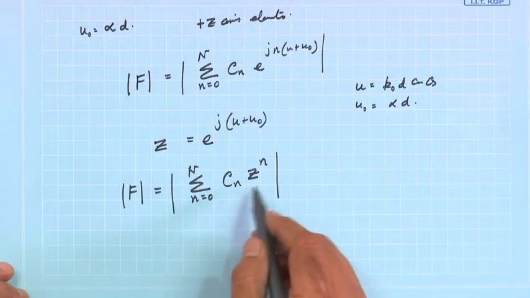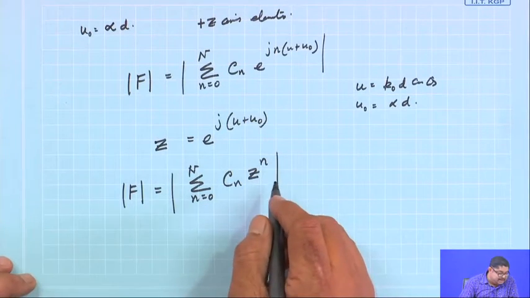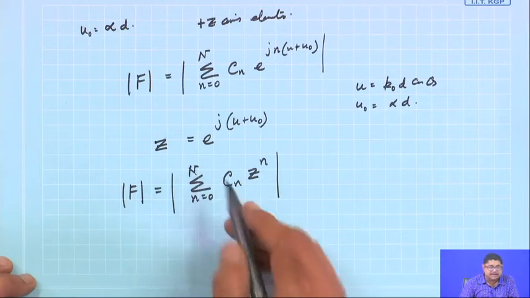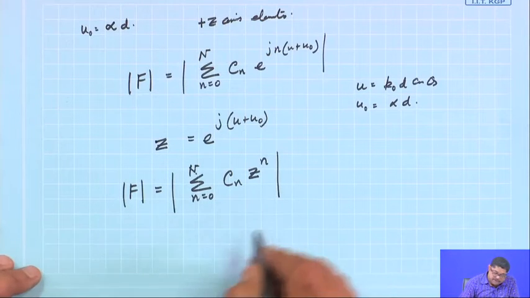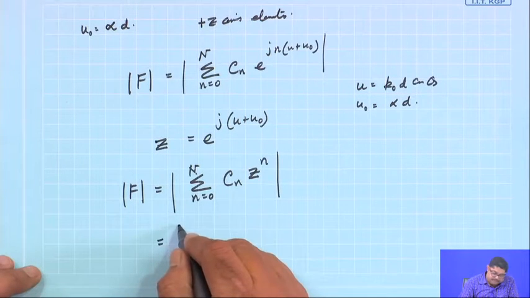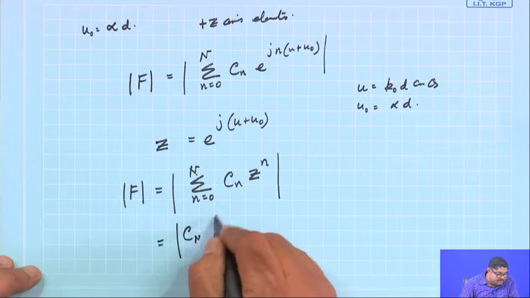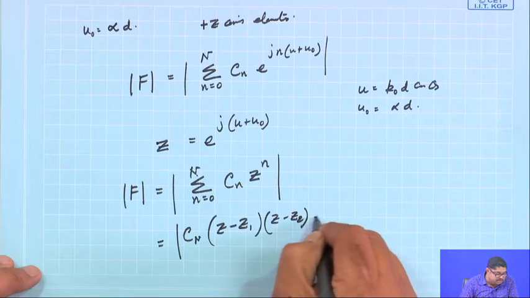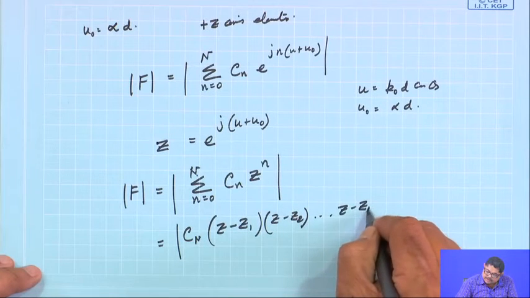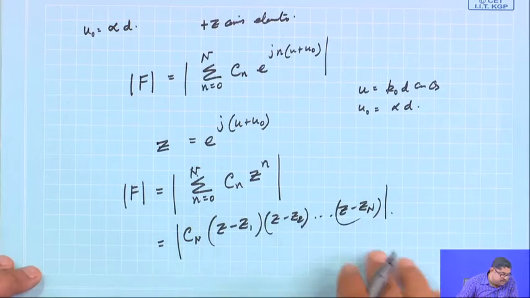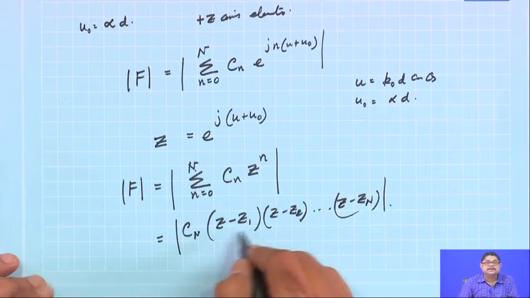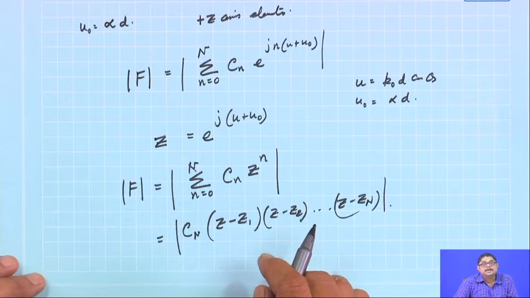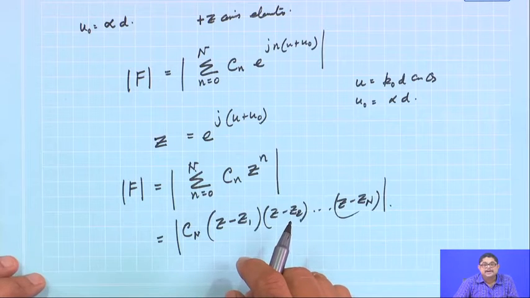Firstly, let us see this polynomial of order n has n number of zeros. This is a polynomial of degree n, if I expand capital N. So, it has n number of zeros. So, f can be written as C n (z minus z 1)(z minus z 2)...(z minus z n). And what is each factor z minus z 1? We can interpret it as the array factor for a 2 element array.